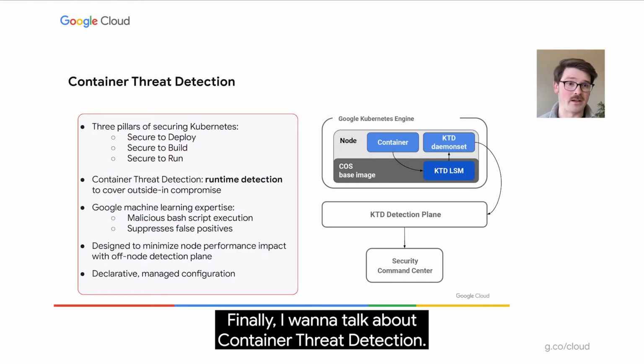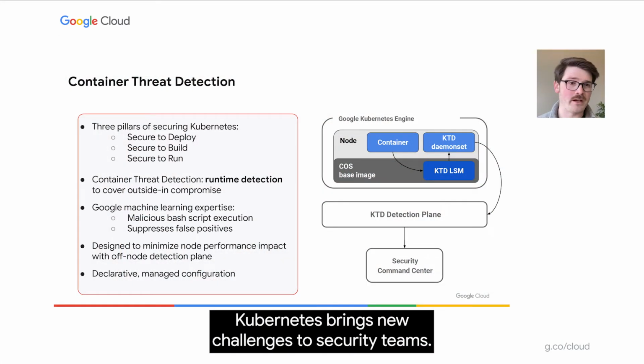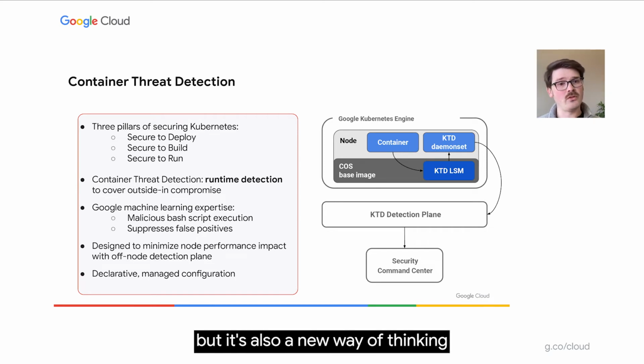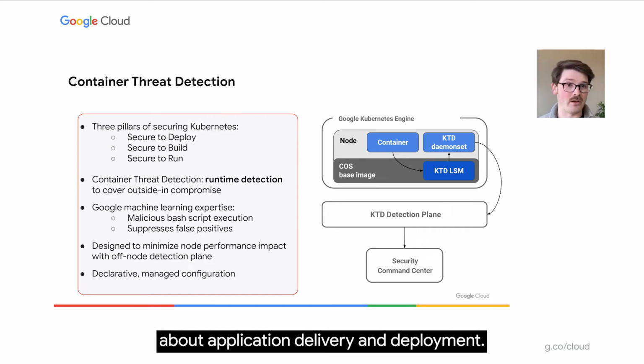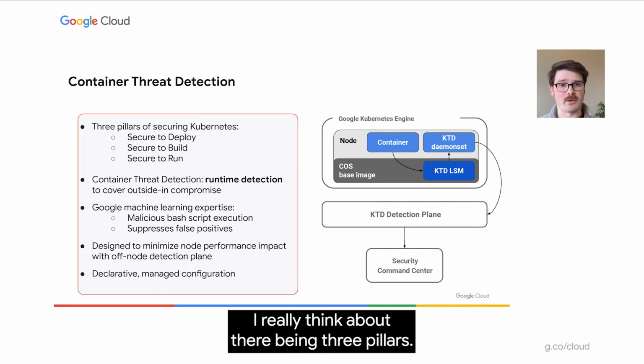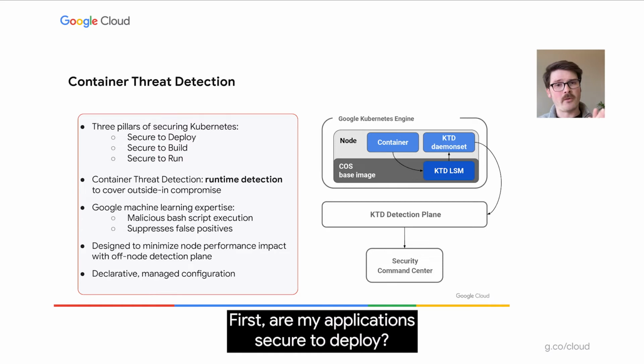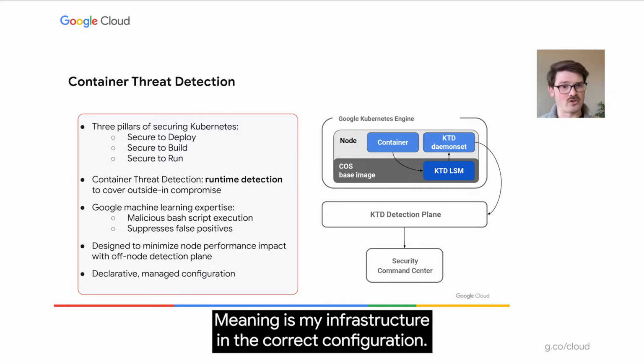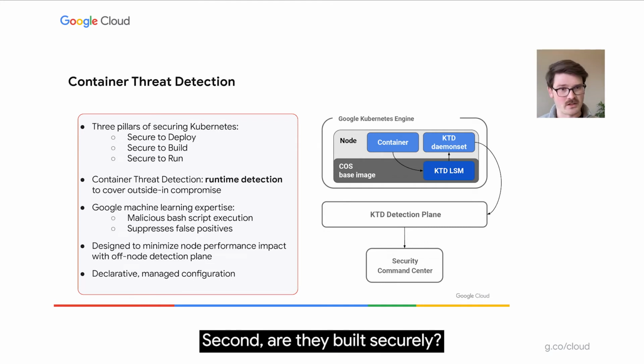Finally, I want to talk about container threat detection. Kubernetes brings new challenges to security teams. It's a new operating environment, but it's also a new way of thinking about application delivery and deployment. So when I think about Kubernetes security, I really think about there being 3 pillars. First, are my applications secure to deploy? Meaning, is my infrastructure in the correct configuration? Second, are they built securely? And third, are they secure at runtime?